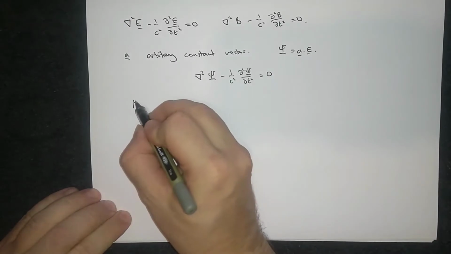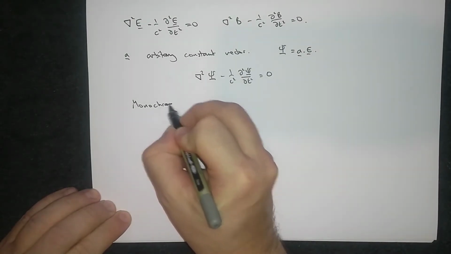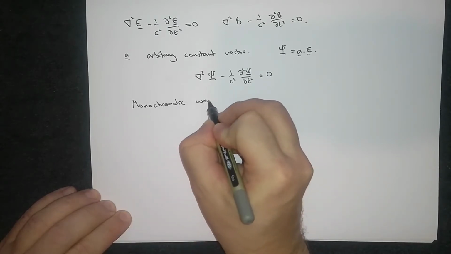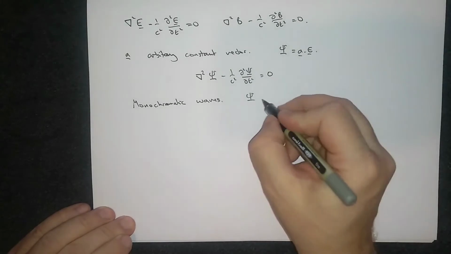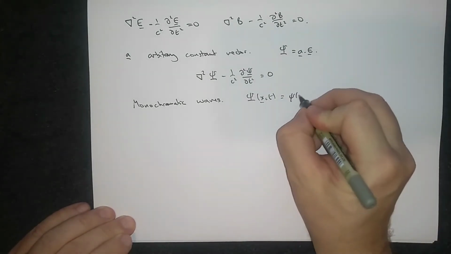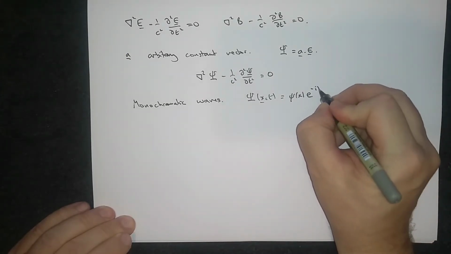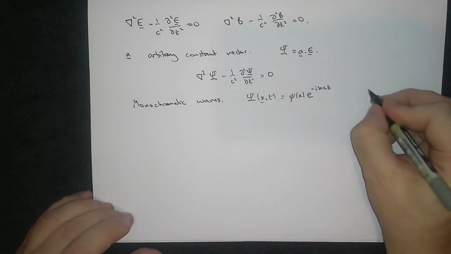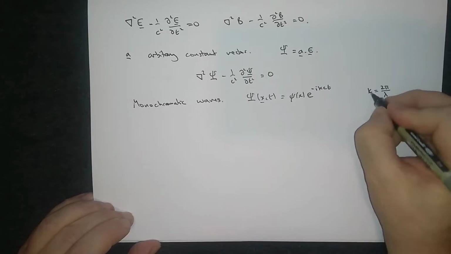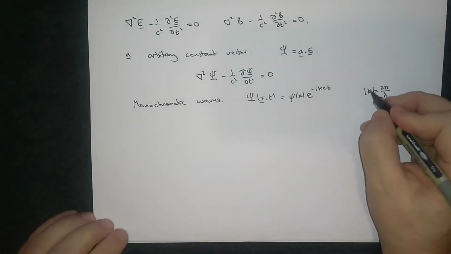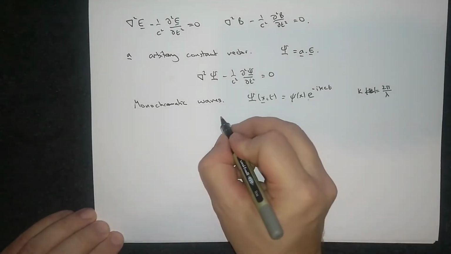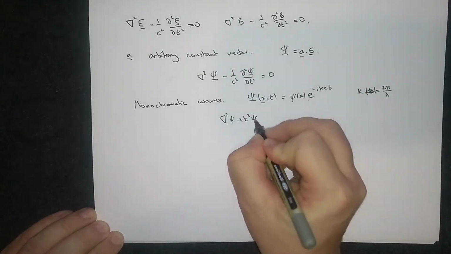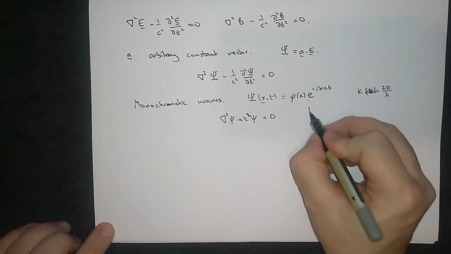Now we want to consider monochromatic waves. So they have a well-defined frequency. Let's just write psi of x and t as little psi of x e to the minus ikct, and then k is 2 pi over lambda, where lambda is the wavelength of the light. Substitute this form into here, and we get del squared little psi plus k squared little psi is 0, and that's known as the Helmholtz equation.